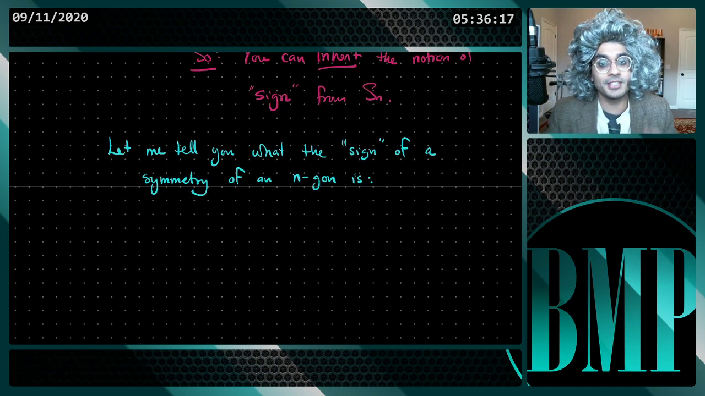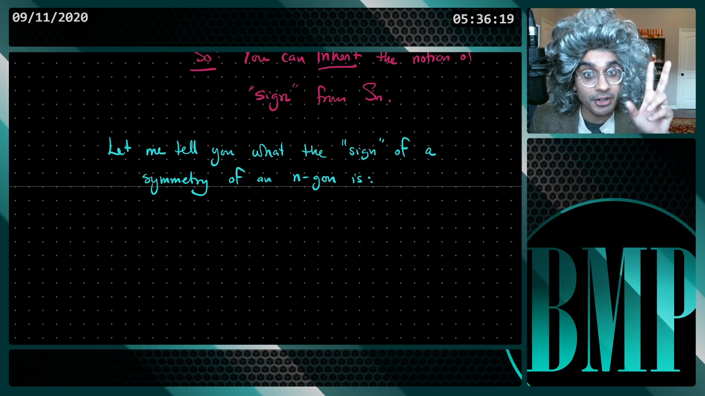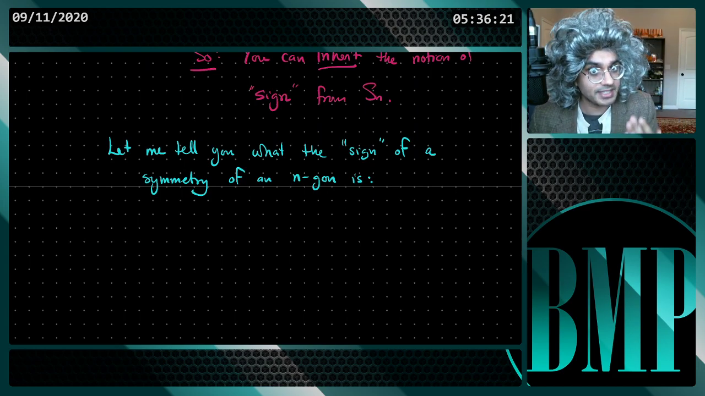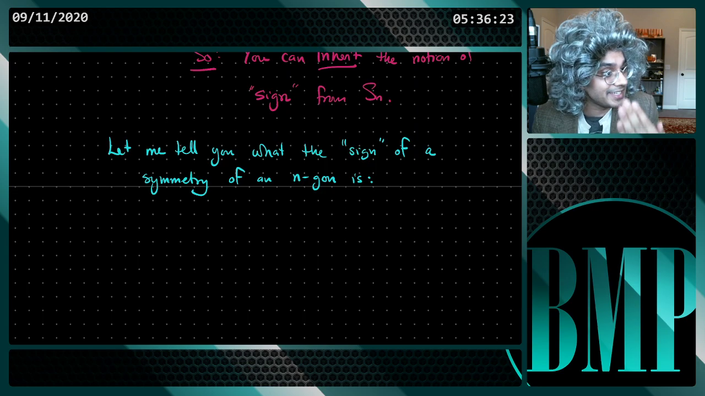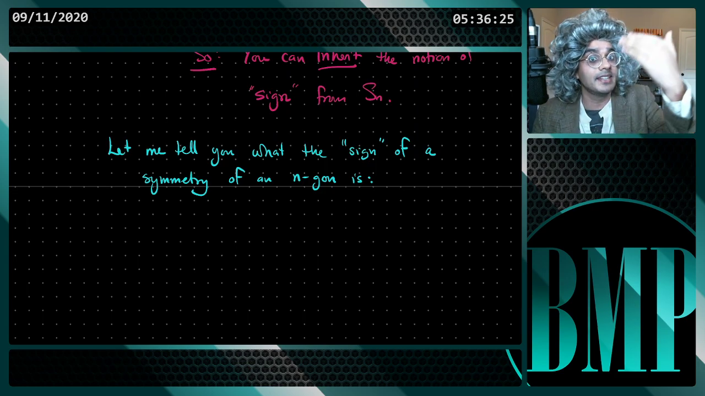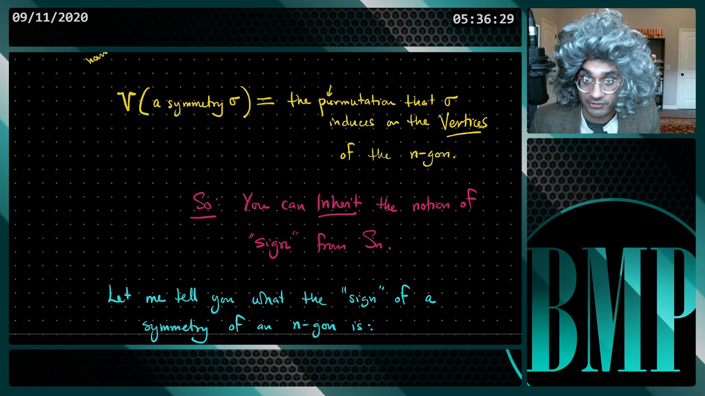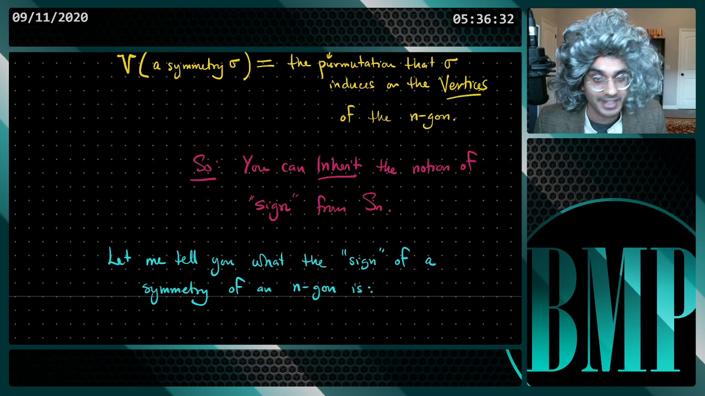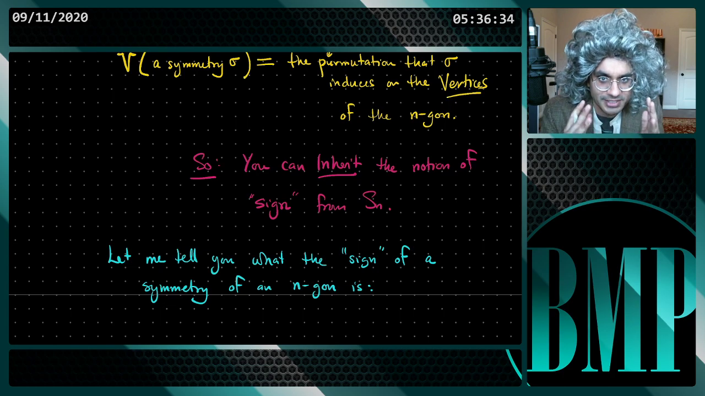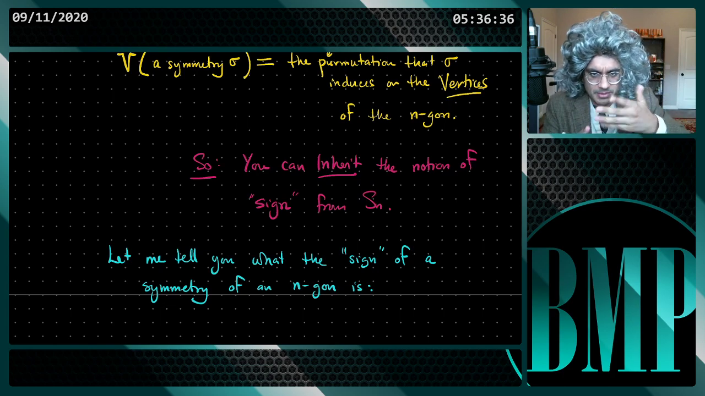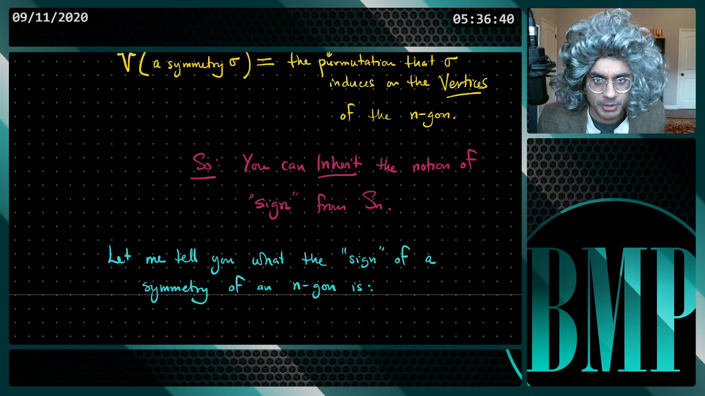Okay? Here's the sign. What it means geometrically in this context of Dn. And Dn is inheriting the notion of sign from Sn via the vertex homomorphism. Fancy. Look at all this fancy stuff we're saying. It's not. The idea is very simple. Oh, you have a symmetry of the n-gon? Focus on what it did to the vertices. You get a little permutation.